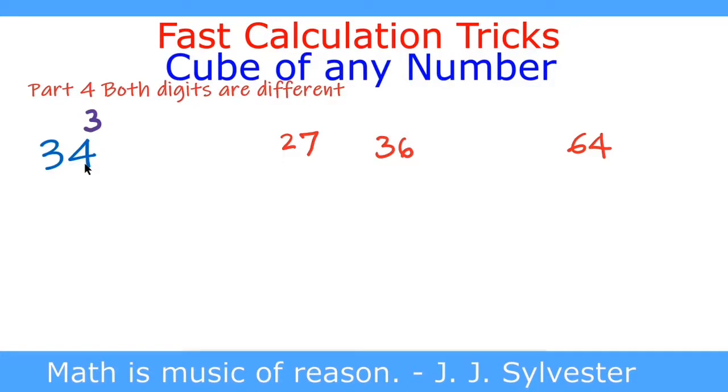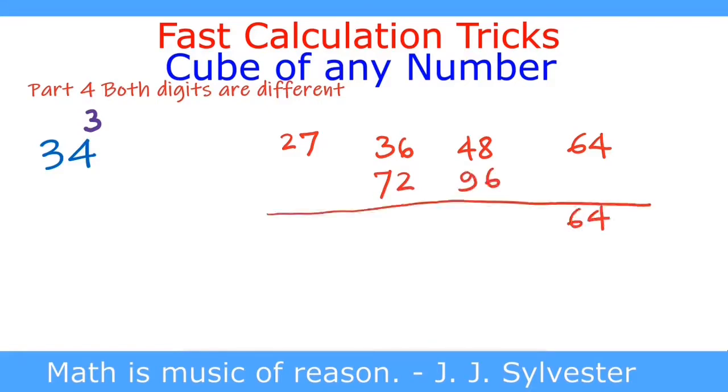So square of 4 is 16, and we multiply it by 3. 16 multiplied by 3 is 48. So we write 48. Now leaving the first number 27 and last number 64, we will double the middle two numbers. The double of 36 is 72. We write 72. And double of 48 is 96. We write 96. And we add all these.